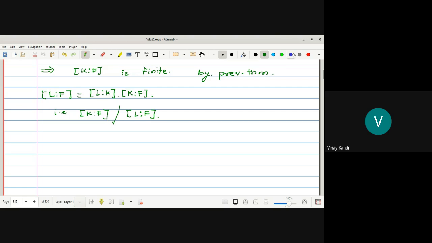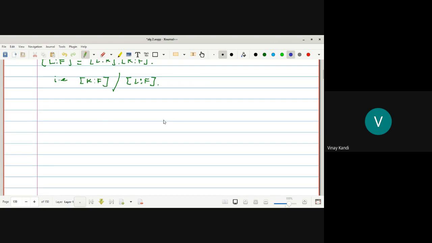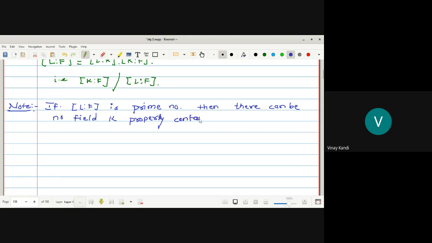Okay, so one note is there. Write down that note. If the degree of L over F is a prime number, then there can be no field K properly contained between L and F. Okay, what is the meaning of this sentence?